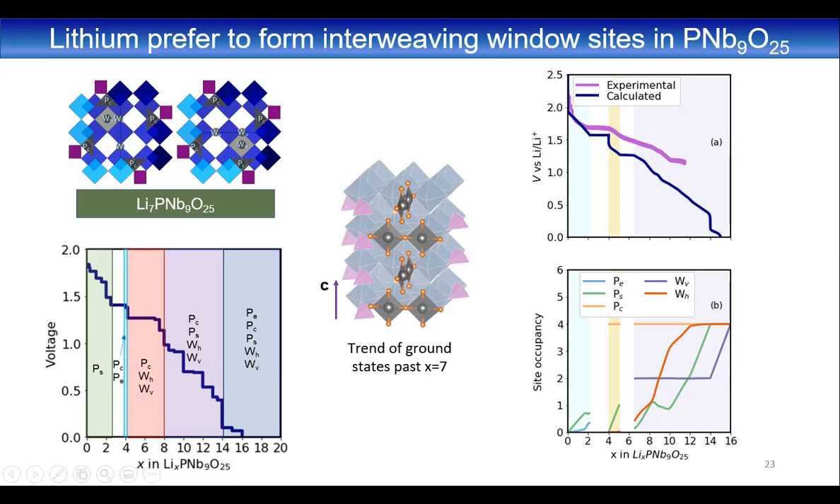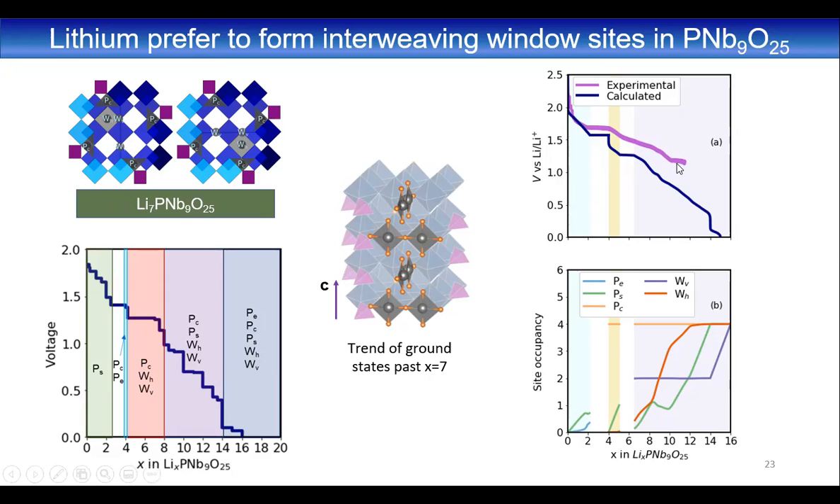And this can be important because in a similar system, PNb9O25, there was a paper that showed that the fusion mainly occurs in the window sites. And so finding out when that happens or when these are stable can be useful for trying to find out how to increase the rate performance for these.